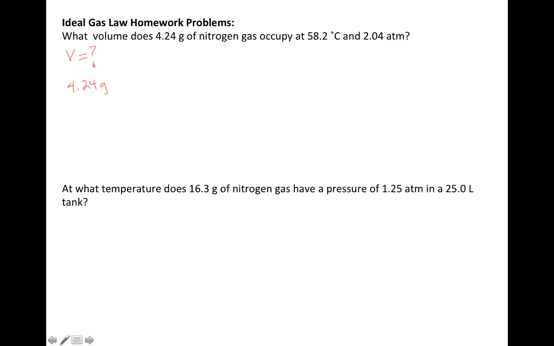4.24 grams of nitrogen gas, which is N2, and I know I don't want it in grams, so right away I'm going to do my math to convert grams into moles. Okay, 28 is because it's N2, right? Nitrogen is one of our diatomics. And 4.24 divided by 28, for my notes, we are going to get 0.151 moles.